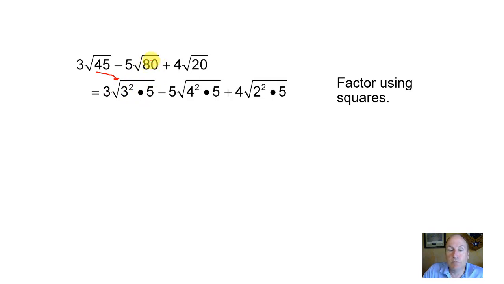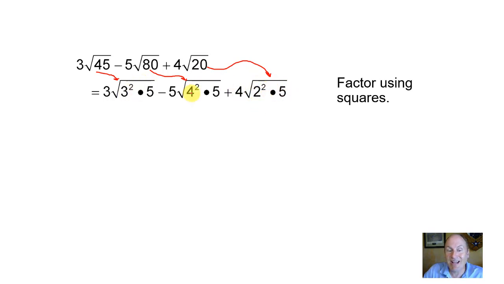80, well, got to think about it a little bit, but 80 is 16 times 5. 16 is a perfect square. So this becomes 5 times the square root of 4 squared, which is 16, times 5. And finally, I've got 20, which is 4 times 5. So I can rewrite this term as 4 times the square root of 4, which is 2 squared, times 5.